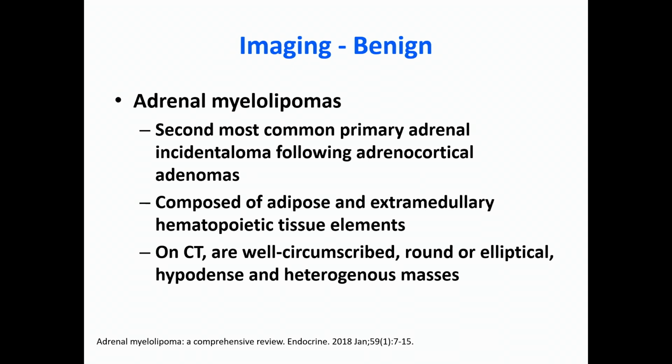The second most common adrenal lesion that you could potentially see are adrenal myelolipomas. They are made of adipose tissue and extramedullary hematopoietic tissue elements. On CT, they're often well circumscribed, round or elliptical, hypodense, and they can be heterogeneous.